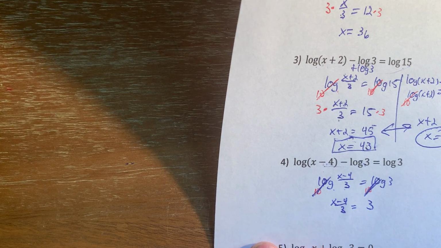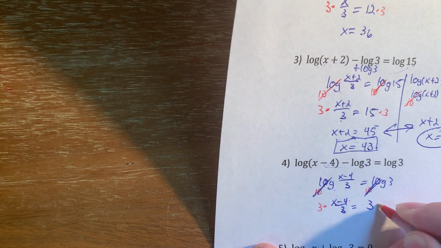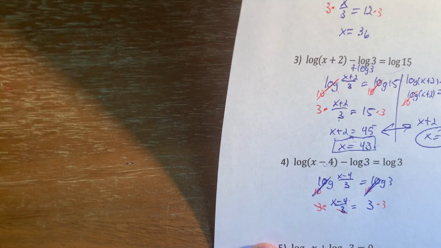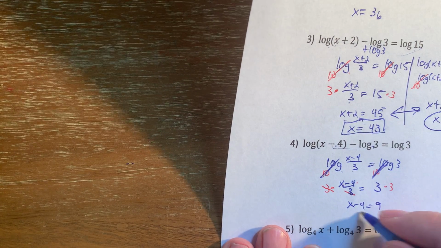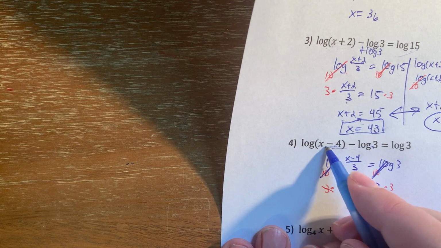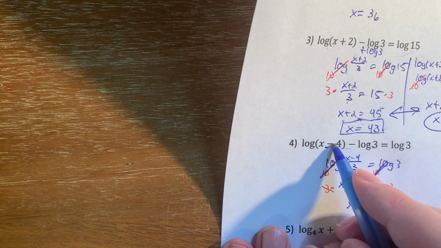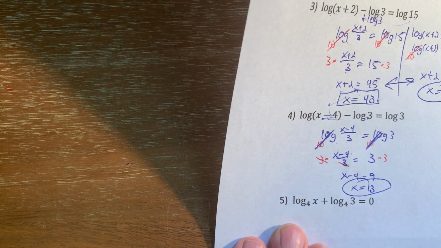So these cancel out. We need to get x by itself. x minus 4 is being divided by 3. So we multiply by 3 to cancel out the dividing by 3. x minus 4 equals 9. And then we add 4. x is 13. Again, we check to make sure the inside of the log isn't negative. 13 minus 4 is positive, and so it'll work. We're just making sure it's in the domain.